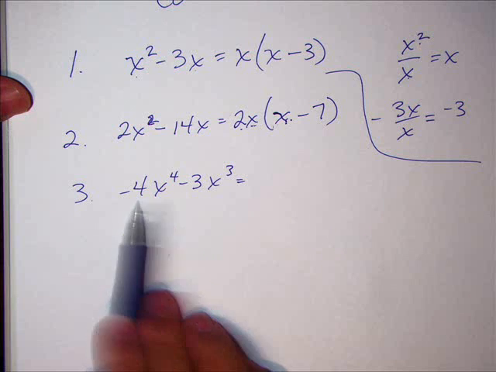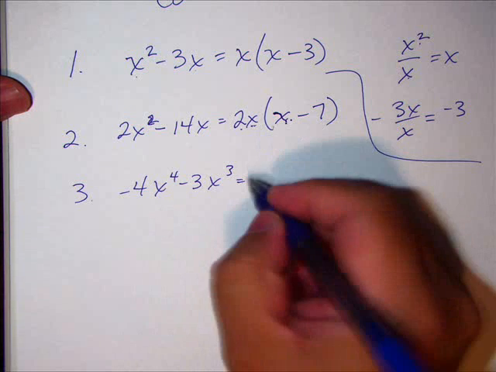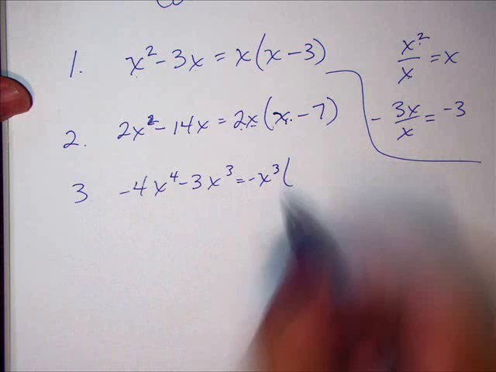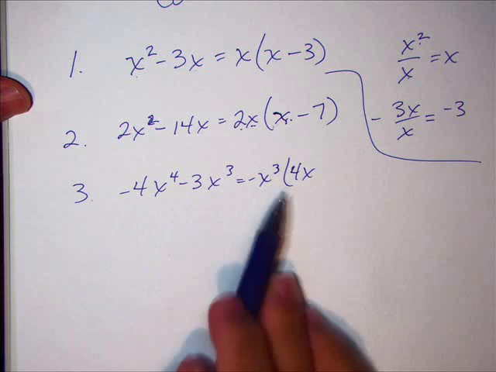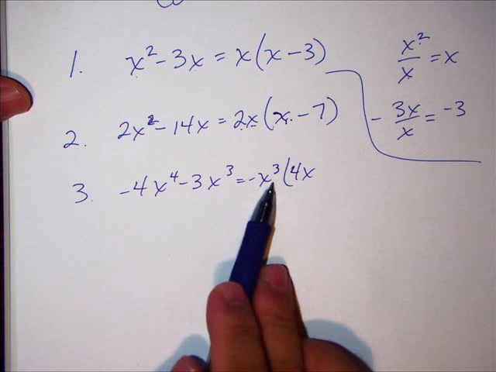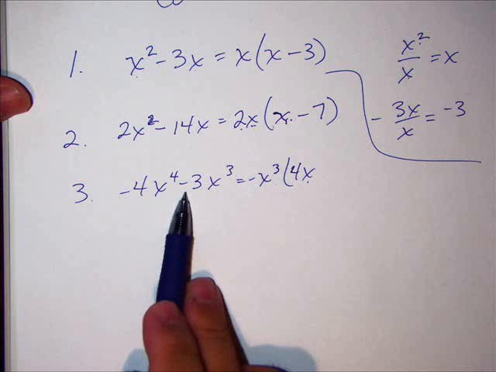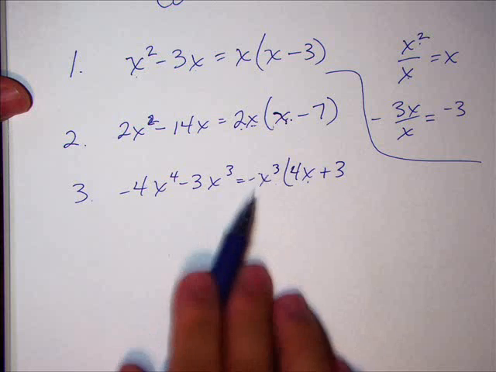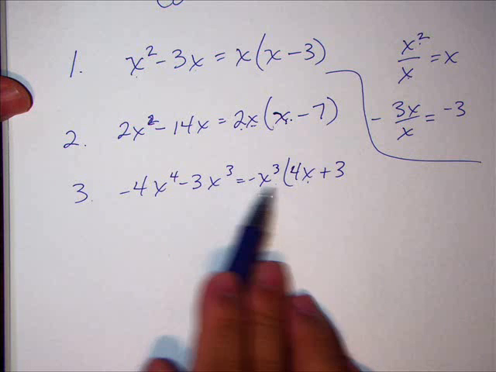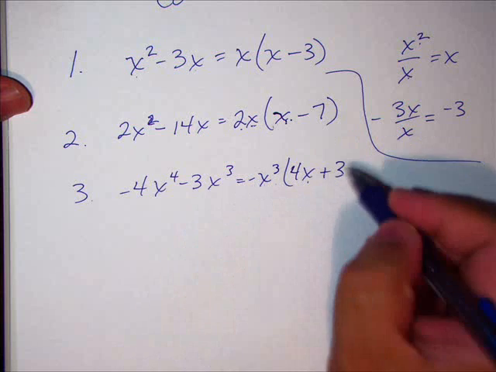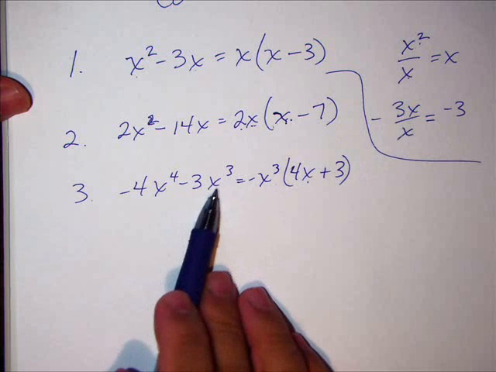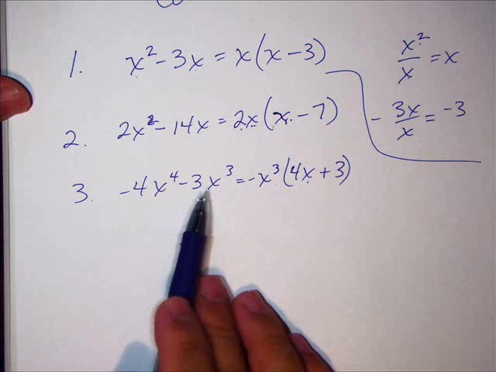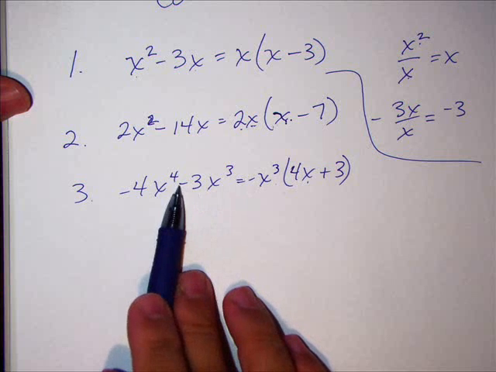Now, there's no common factors between 4 and 3, so I'm going to leave the coefficients alone. So I'm going to take out a negative x cubed. When I take a negative x cubed out of this, that's going to leave 4x. The 4 is left alone. x to the 4th divided by x cubed leaves me just x. Here, the minus becomes a plus. I'm leaving the 3 alone. Taking x cubed out of x cubed just leaves me the 3. I'm saying that wrong. I took the negative out, so it should be positive 3.